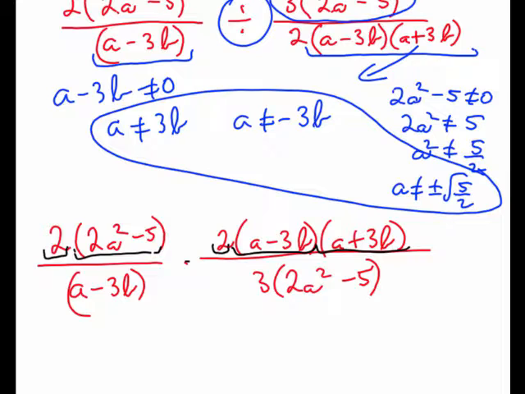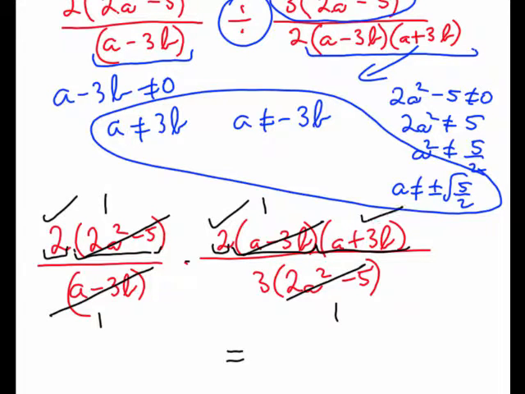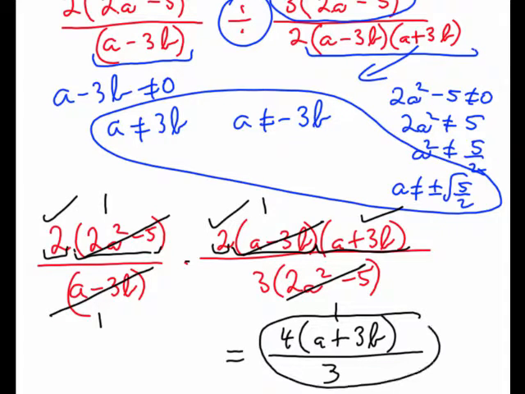We have this term the same as this one, so those divide to 1. We have this expression the same as that one, so those divide to 1. And so we're left with 2 times this, so 4 times this, divided by 1 times 3, 3. So this expression is equivalent to our original expression.